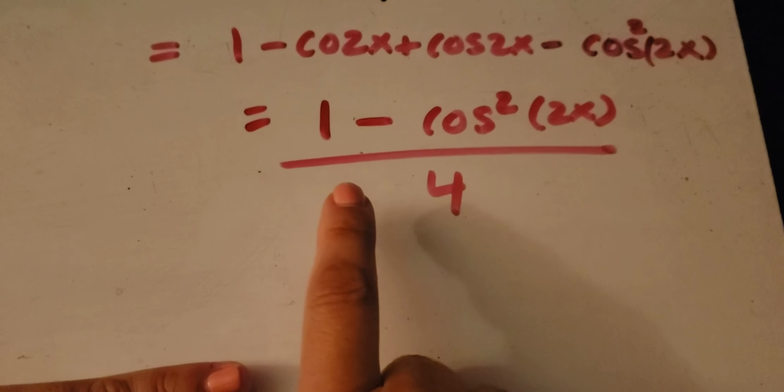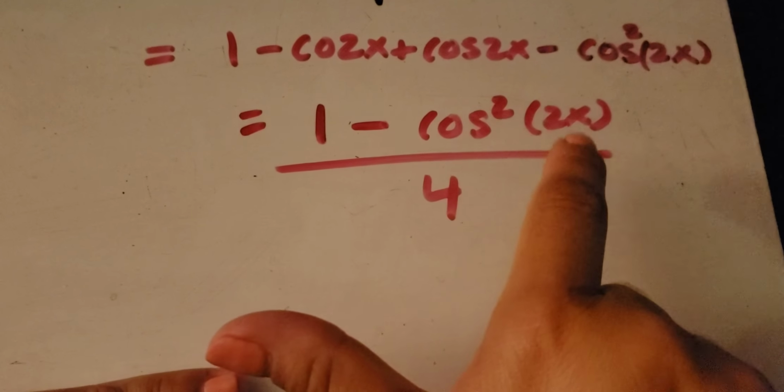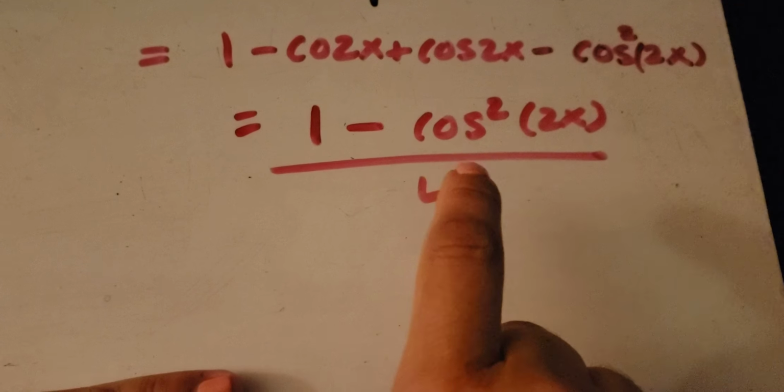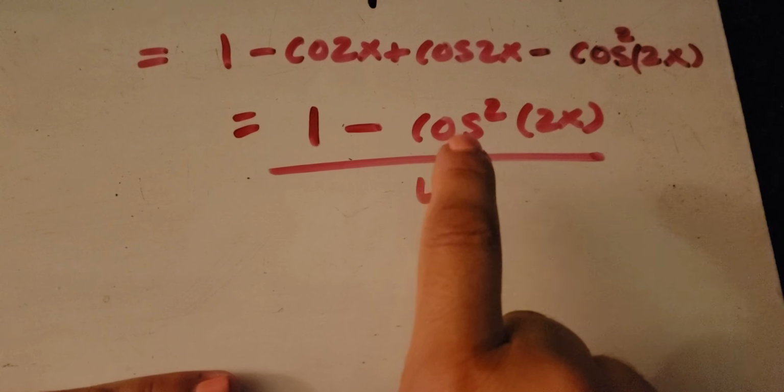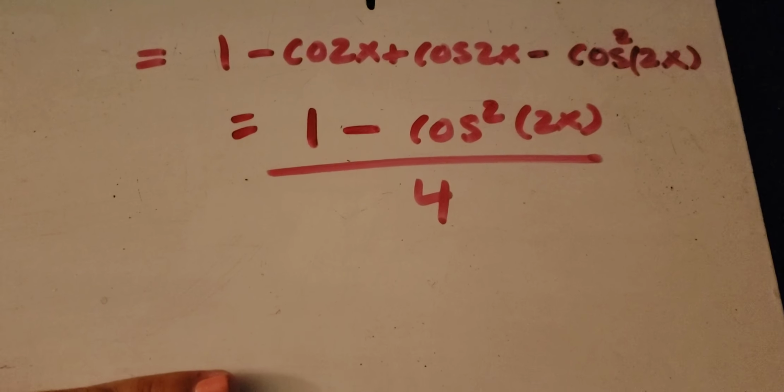Okay, so here we go. Now we're left with 1 minus cosine squared of 2x over 4. But here's the deal, guys. Cosine squared, we need to get rid of that property, okay?